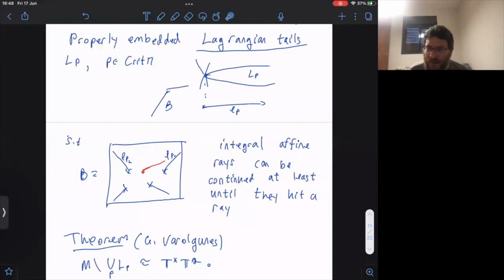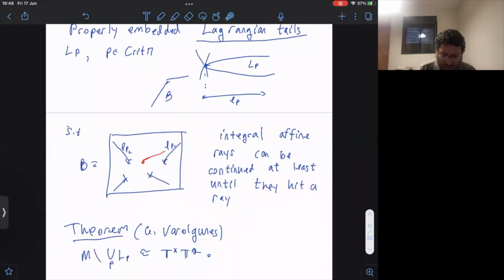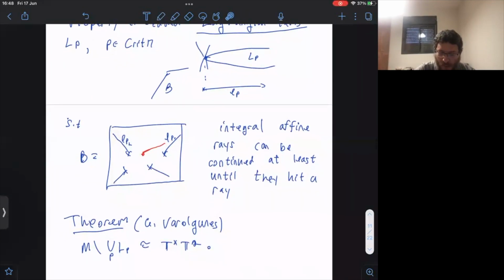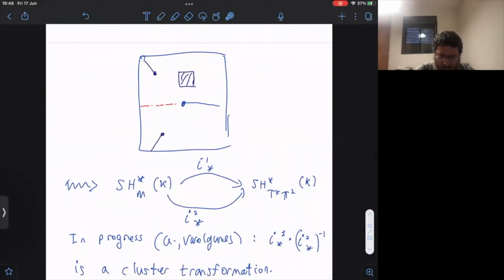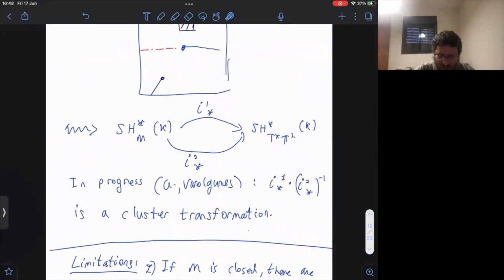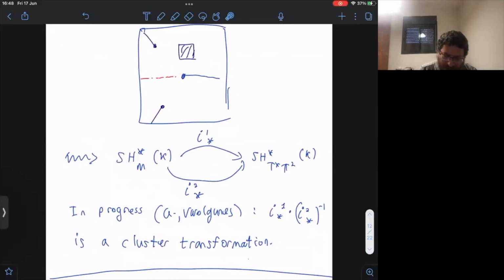But you can make the modification be supported in a small neighborhood of the ray as you want. Okay. So anyhow, there is some work in progress where one can actually work out what this automorphism that I was describing looks like, and it's something called a cluster transformation. But going into details is a subject for another talk.